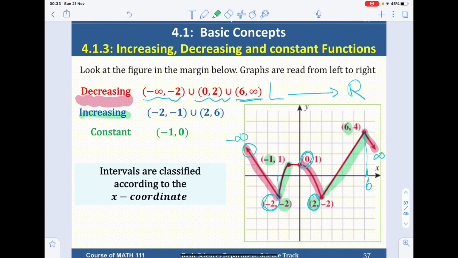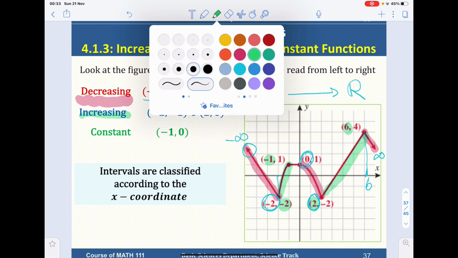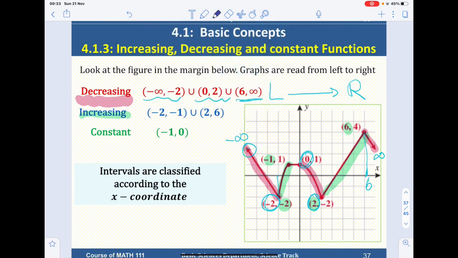The only interval where the function is constant is from negative 1 to 0, which is this one. As you can see, the intervals are classified according to the x-coordinate. So when we want to write down the intervals, we are looking at the x-coordinate.